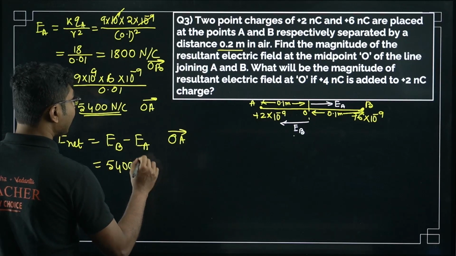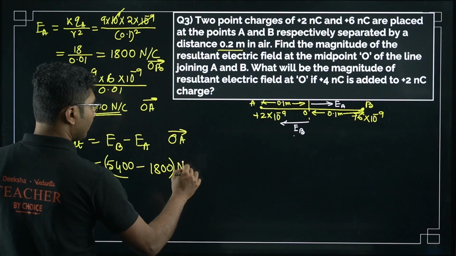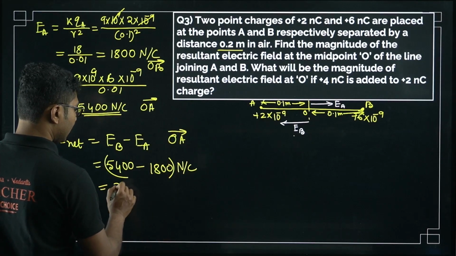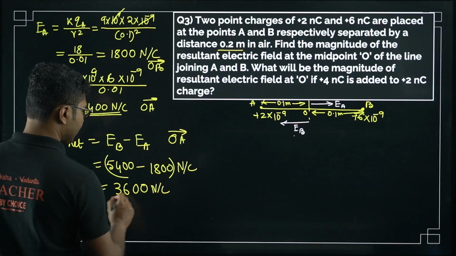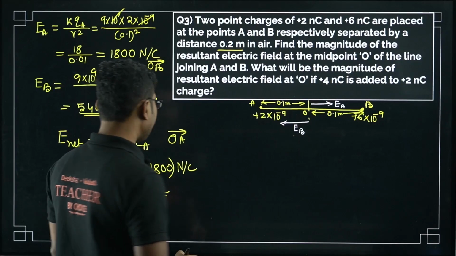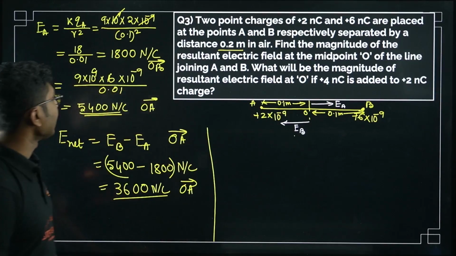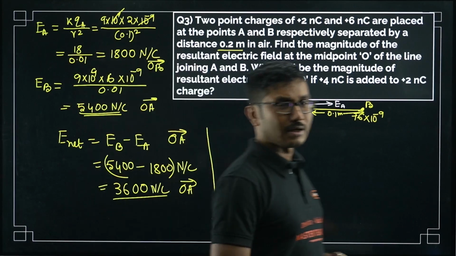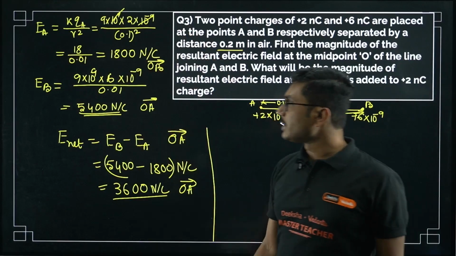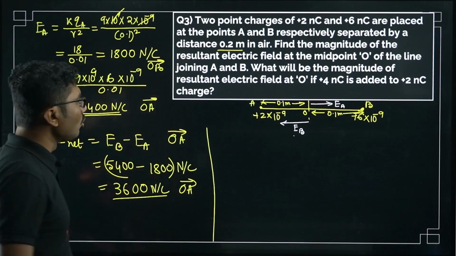5400 minus 1800 Newton per Coulomb, that is equal to 3600 Newton per Coulomb. So this is the electric field at point O, and the direction is along OA. Very simple as you can see, and I think this came in last year's question. It is a very simple step by step follow up. If you solve it, you can get full marks, and it is not too long as well.